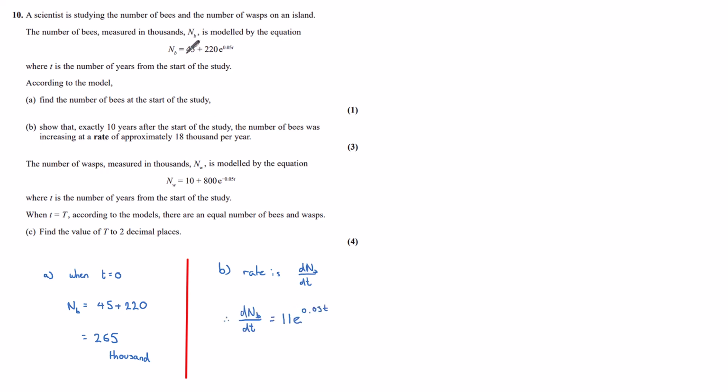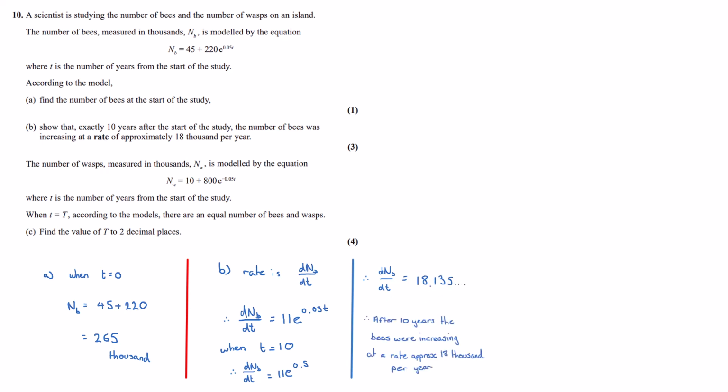So differentiating, 45 will differentiate to 0. 220 e to the 0.05t, 220 times 0.05 is 11, and then that's still e to the 0.05t. When t is equal to 10, substituting that in, we get that dNB by dt is 11e to the 0.5, which is 18.135 and so on, which is close enough to 18,000 a year. So it is approximately 18,000.